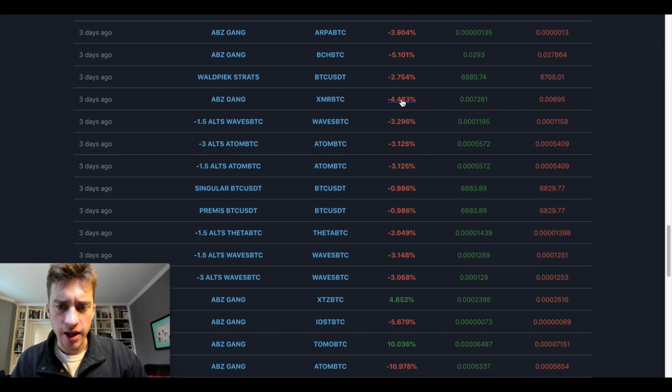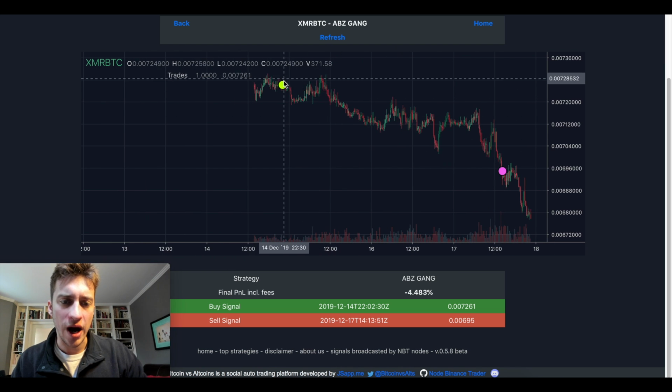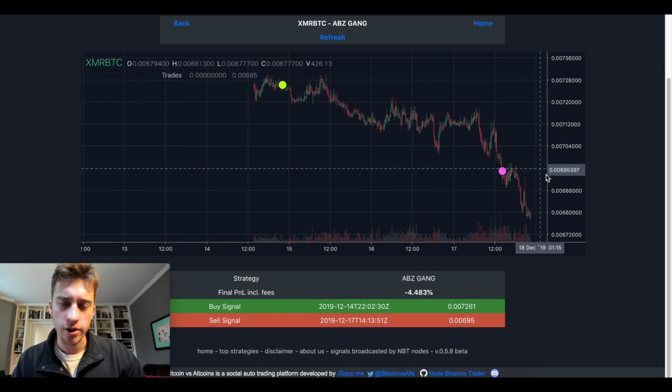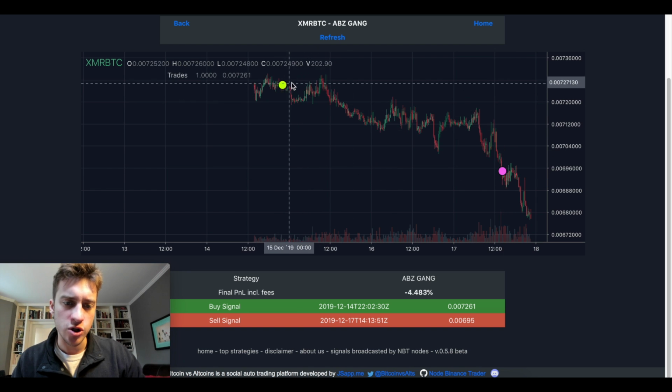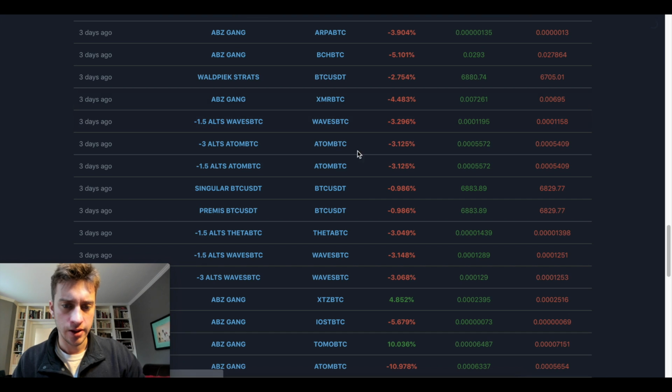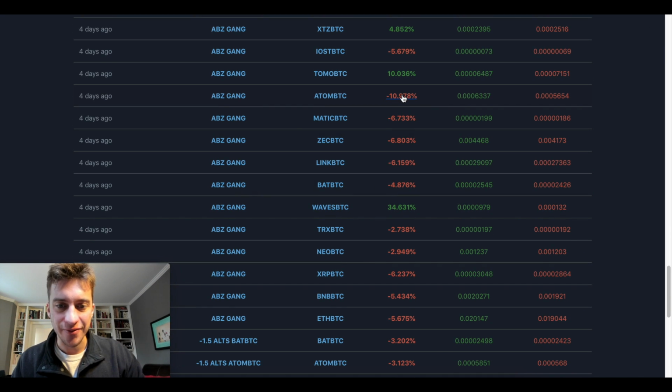How about this one? XMR from these guys. Great spot to have shorted. Wow. Great spot to have shorted. And a decent spot to maybe have covered. Not a great spot to long, but if we had shorted when this bot had bought, it would have been good. This lost 11% in one.